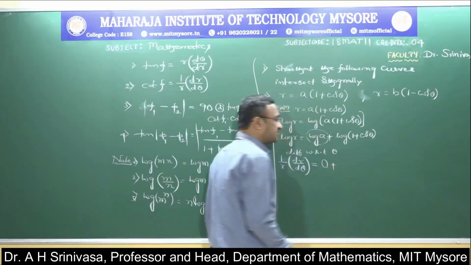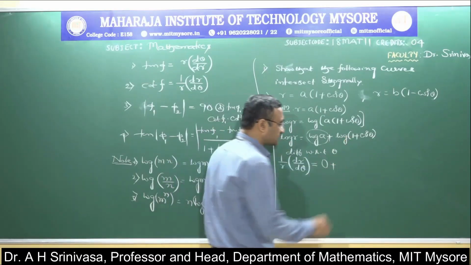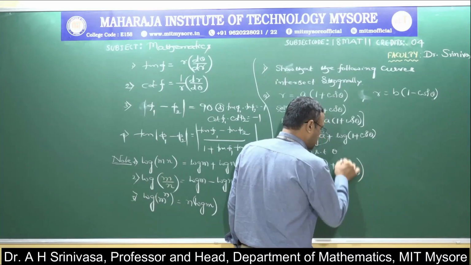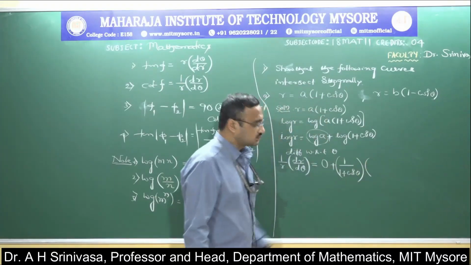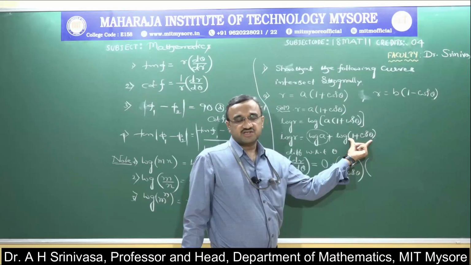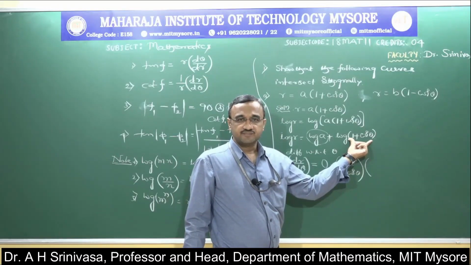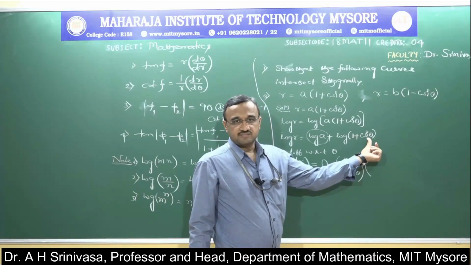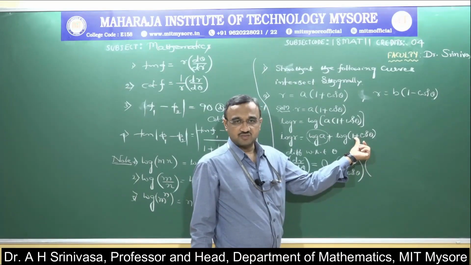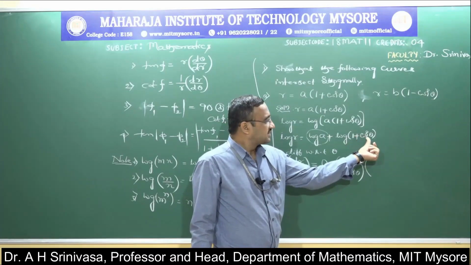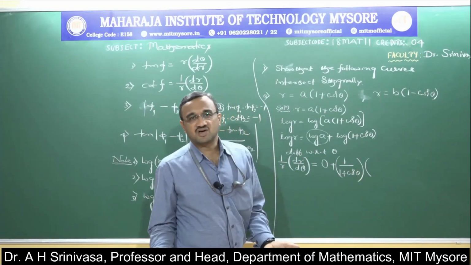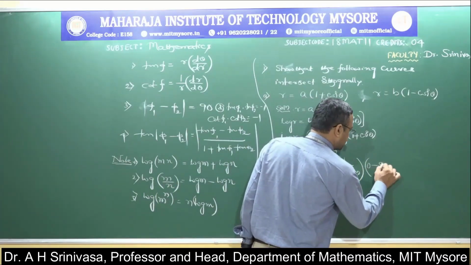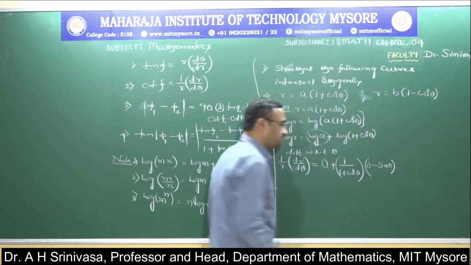Plus, the differentiation of log gives 1 by (1 plus cos theta) into the derivative of the angle inside. The function is over, now I differentiate the angle. 1 plus cos theta is the angle. The differentiation of 1 is 0, a constant, and the differentiation of cos theta is minus sin theta with respect to theta. That is 0 minus sin theta. You have to remember this.